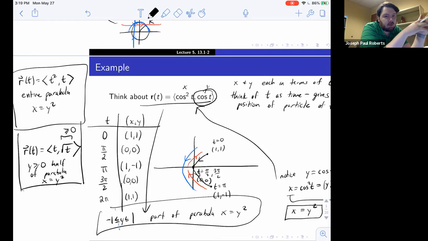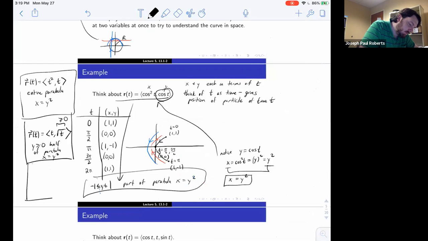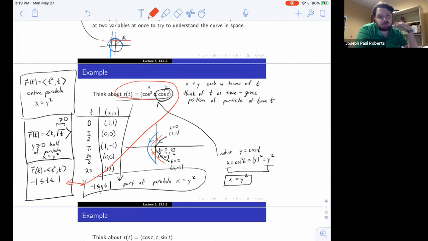It's the same deal, that there are different equations that can give you the same curve. For example, I could also restrict my domain and say r of t is t squared comma t for t between -1 and 1. That's really the same exact thing as doing cosine squared t comma cosine t. There's different ways you could describe the same curve.